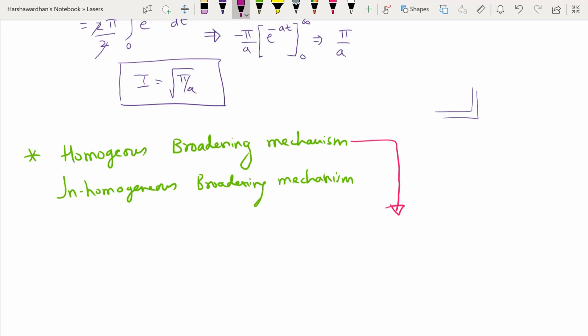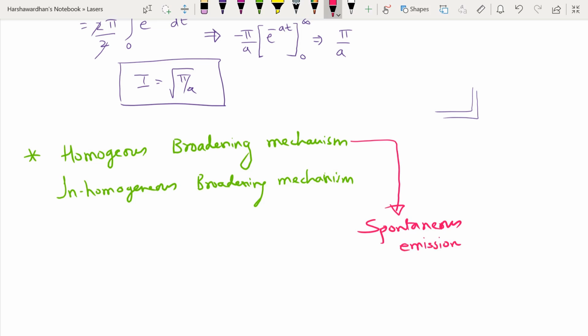For example, one can talk of spontaneous emission, right? Now, spontaneous emission is equivalent for every atom. Every atom suffers exactly the same spontaneous emission lifetime for the collection of atoms that we have. And so spontaneous emission would lead to what we call a homogeneous broadening mechanism.